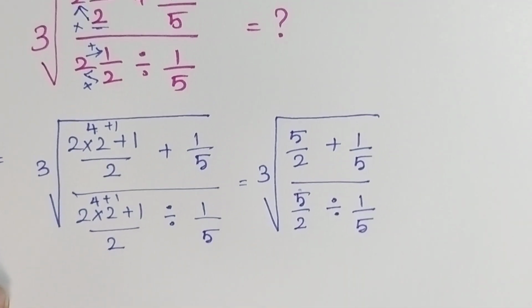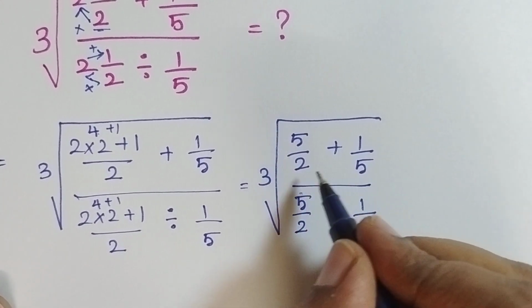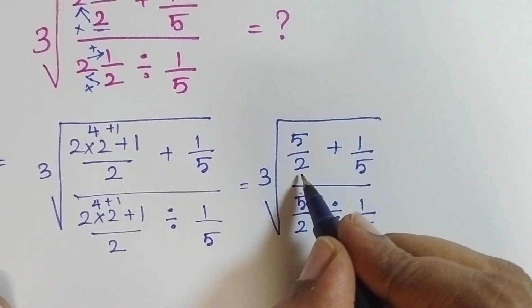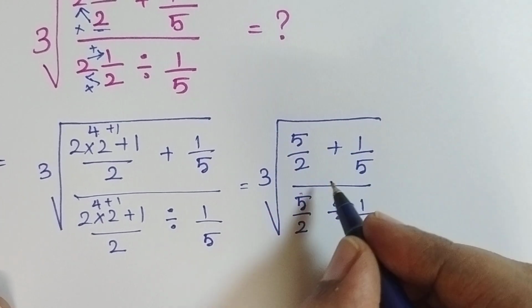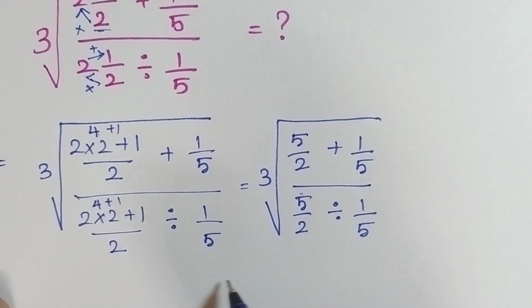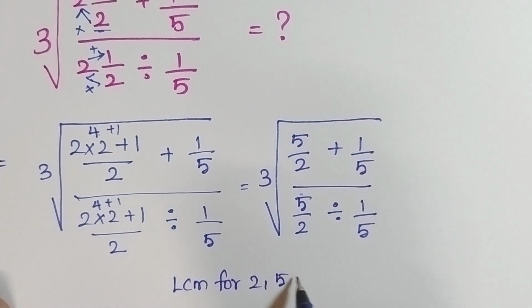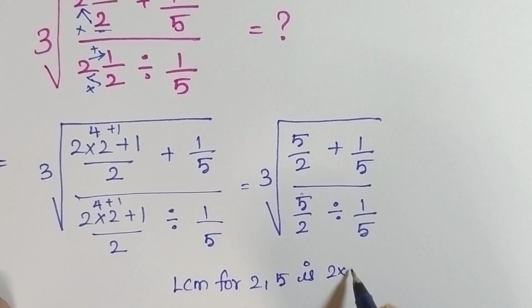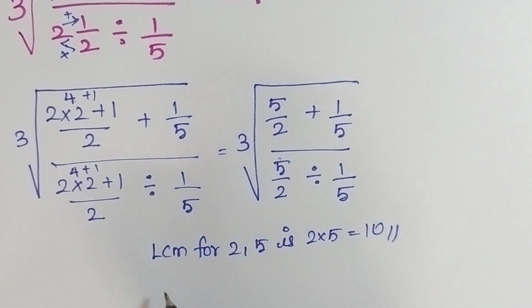So if you see here, in order to add these two, I need to take the LCM for this 2 and 5. There is no common factor between 2 and 5 other than 1, so I need to multiply these two. Here the LCM for 2 and 5 is 2 into 5, which is equal to 10. So I need to write that.